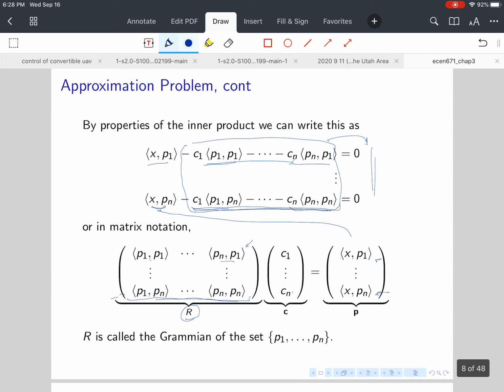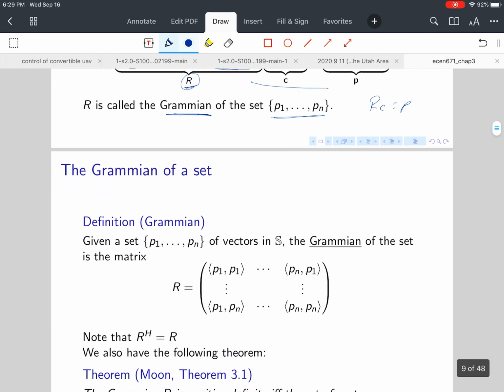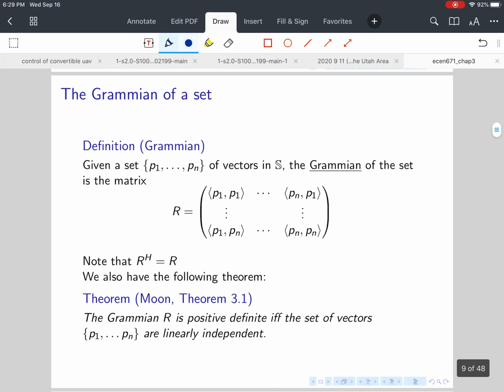Notice that this is going to be a matrix even if the vectors P1 to Pn are, say, functions or sequences. They don't have to necessarily be vectors in, say, complex n space. They can be functions, but we still get this matrix equation because the inner product makes all of this finite. Okay, so we end up with this equation RC equals P, and this matrix R is called the Gramian of the set P1 to Pn. So this is a definition: R is called the Gramian of the set.